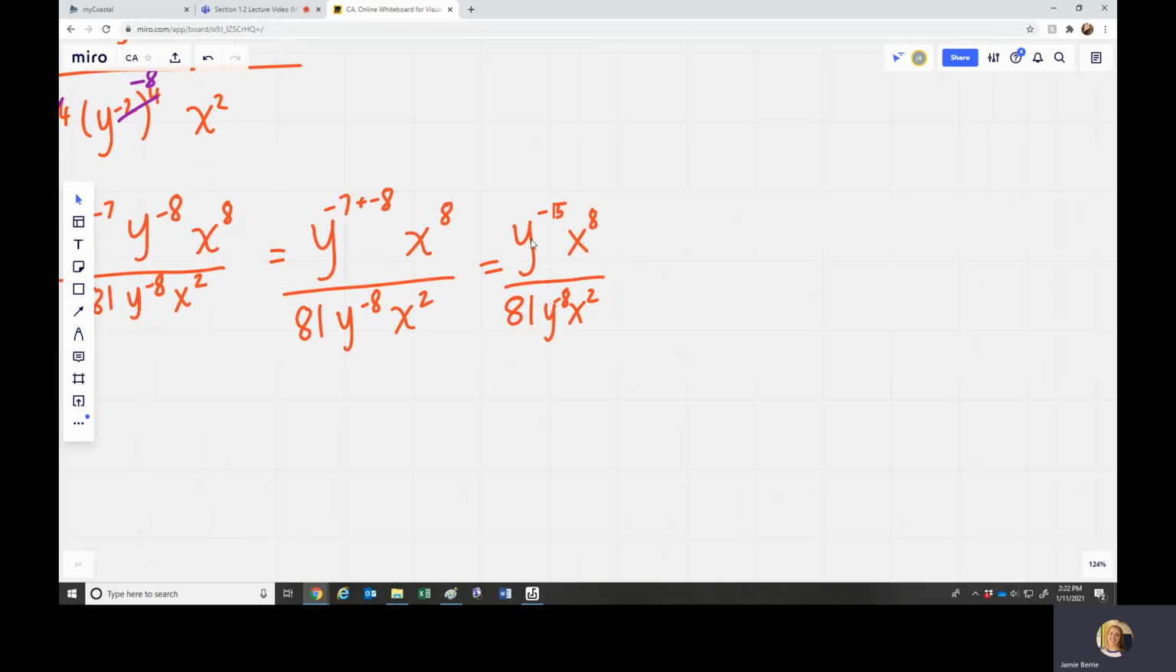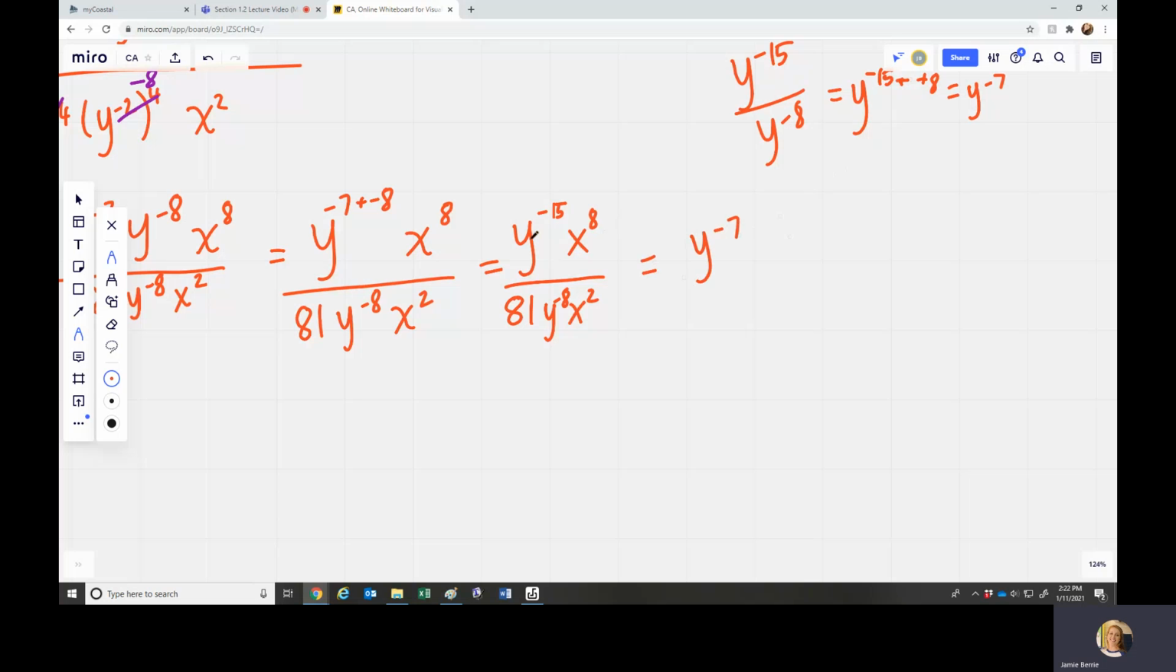So sort of ignore everything else for a second, and we're just going to look at this part of the problem, y to the negative 15 over y to the negative 8. We know that when we have the same base, we subtract the exponents, so it goes y to the negative 15 minus negative 8. Negative 15 minus negative 8 becomes negative 15 plus 8, which is negative 7. Okay, so that goes in the numerator. So y to the negative 7, x to the 8th. Now this part's gone. We took care of that.